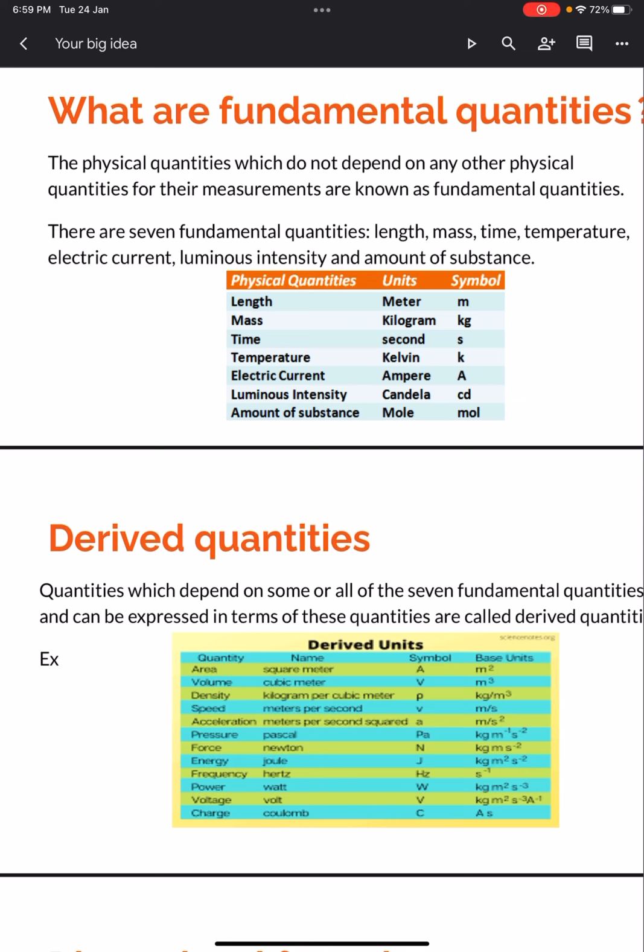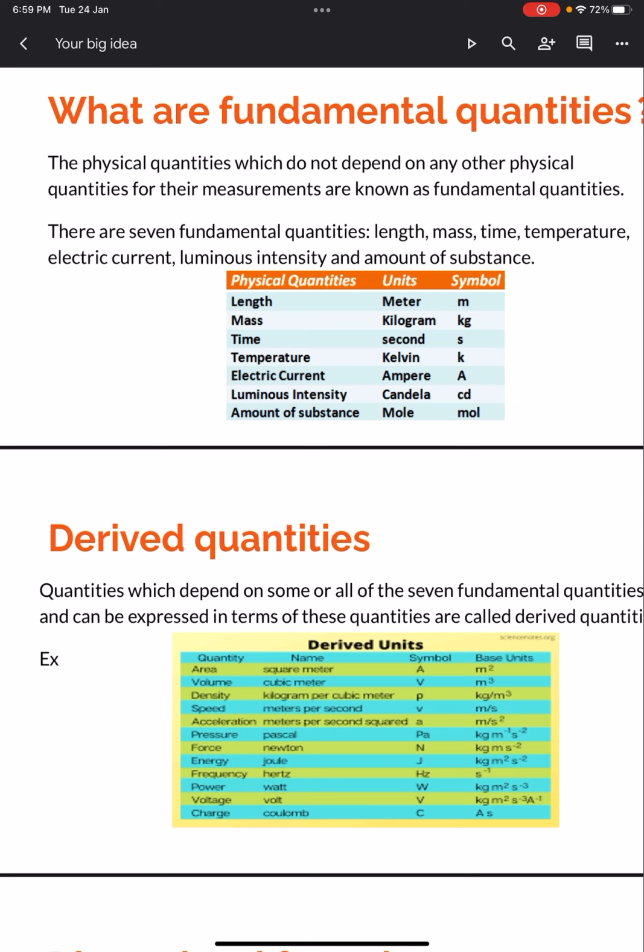Length does not depend on any other quantity. Mass also doesn't depend on any other quantity. Similarly, time, temperature, electric current, luminous intensity, and the amount of substance. These are the seven fundamental quantities.